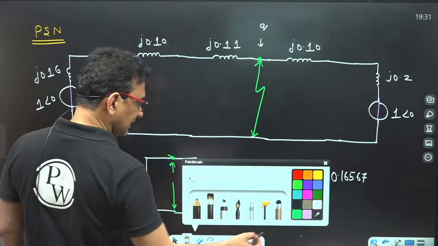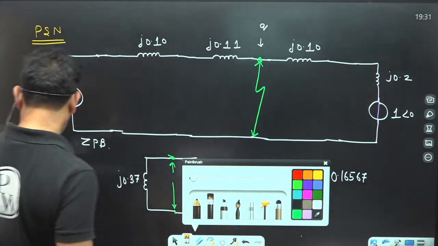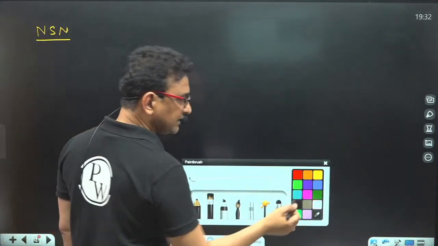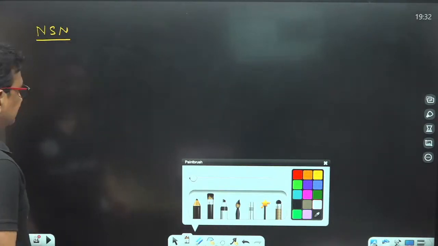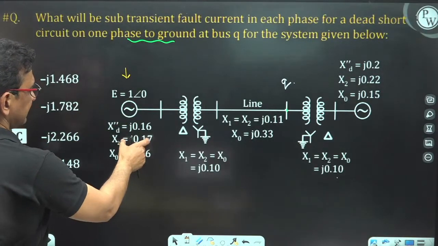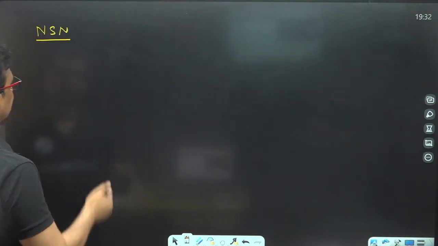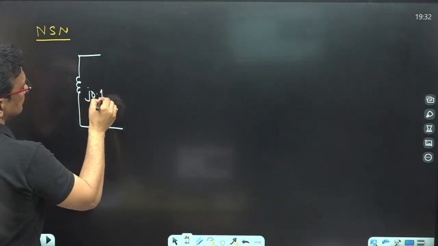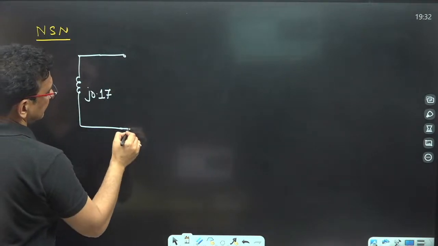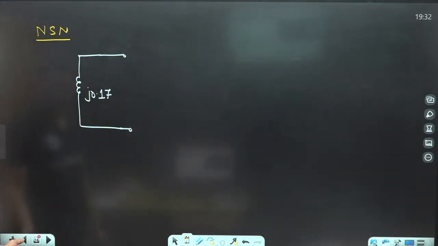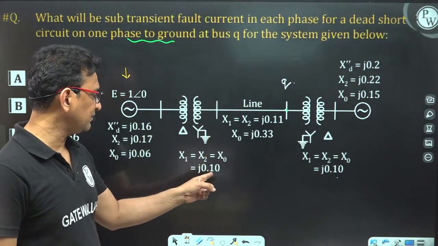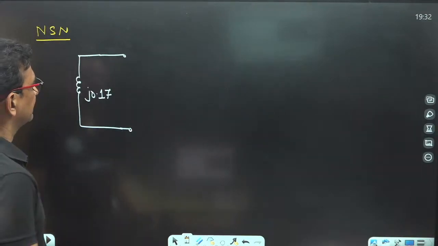Now, let's draw the negative sequence network. The negative sequence network does not have any source. So the negative sequence network of this is nothing but a reactance of J 0.17. J 0.17 is the negative sequence reactance of the alternator. It does not have any source. Now, the negative sequence network of a transformer is again simply a reactance of value 0.10.